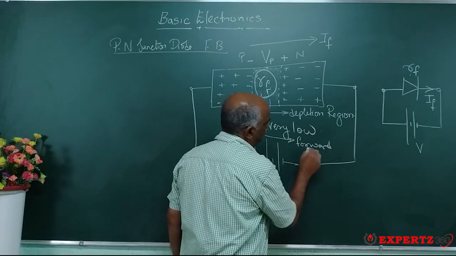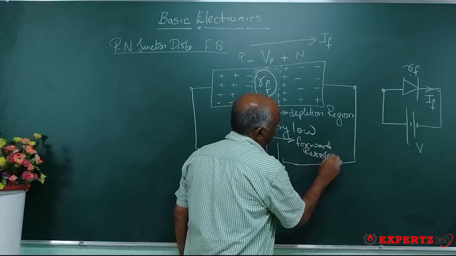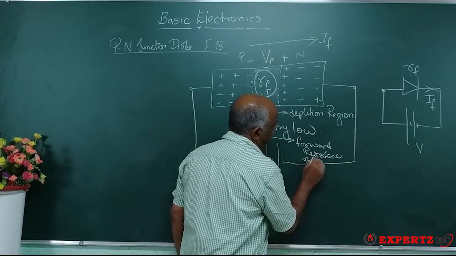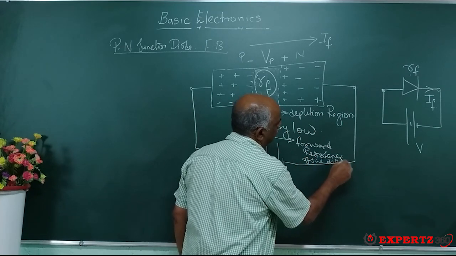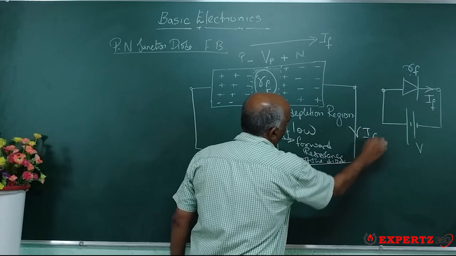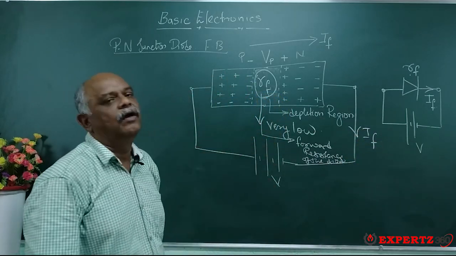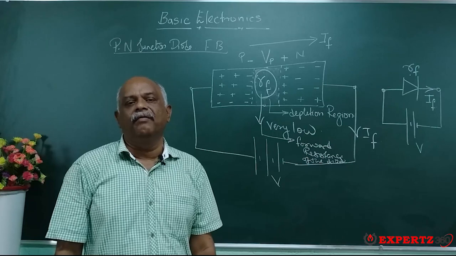Forward resistance of the diode. So a current flows higher. So this is what we call a forward bias of a diode.